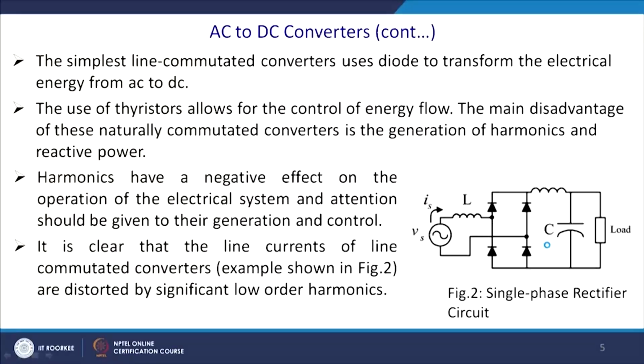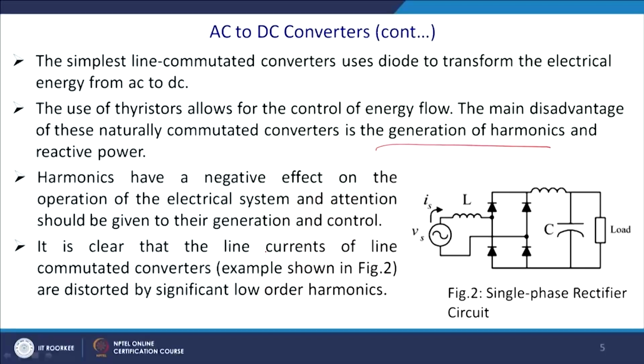Now, you have studied this in the power electronics courses, so it is just a revision. The simplest line commutated converter uses a diode to transform electrical energy from AC to DC. The use of a thyristor allows for controlled energy flow. So, you can control the firing angle.